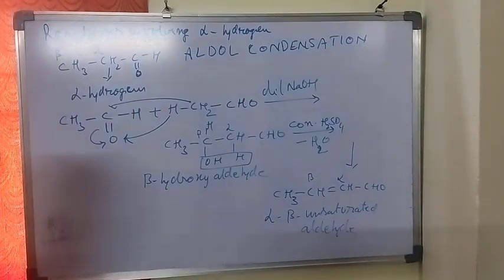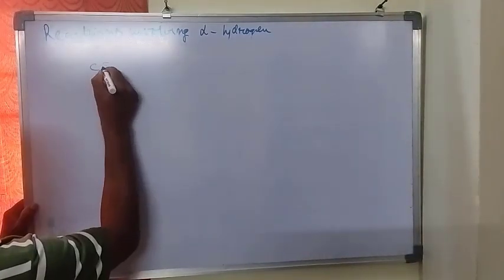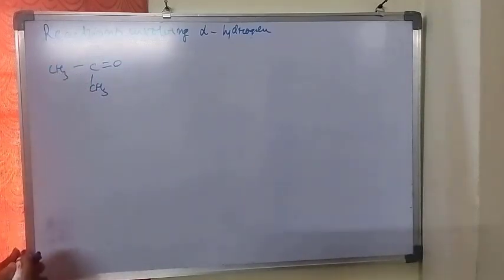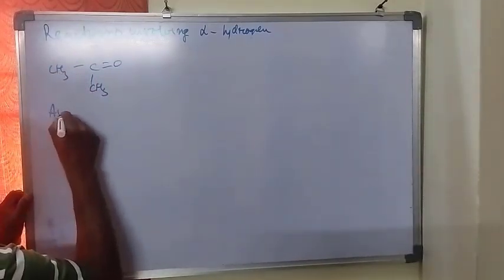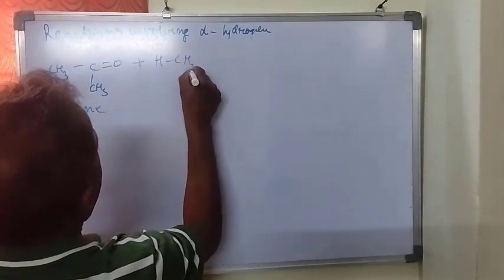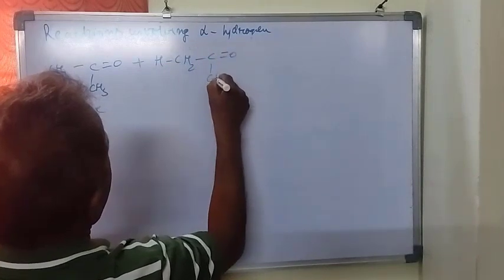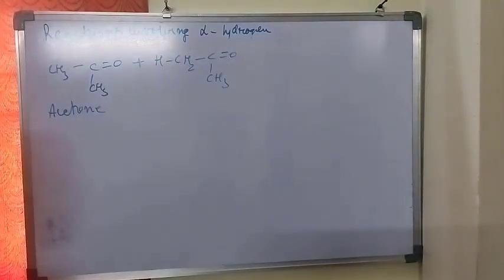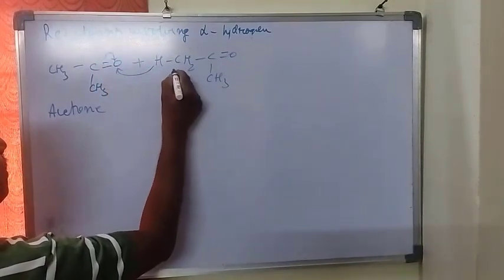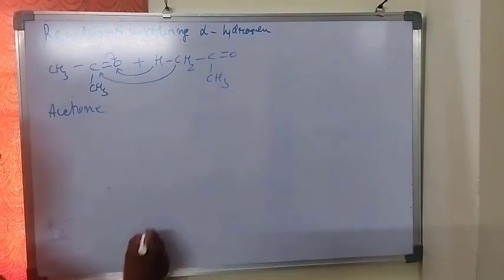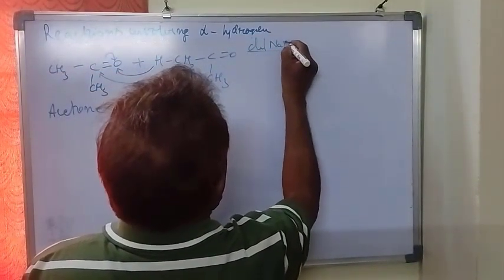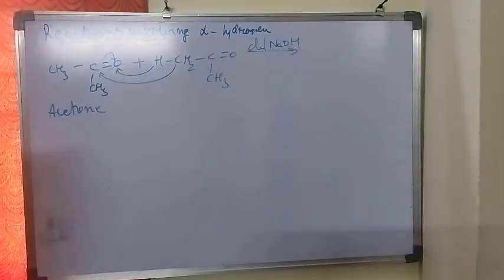Similarly, we can write it for ketone also. So this is C double bond O, CH3, CH3. This is acetone. Another acetone molecule, CH2, C double bond O, CH3. This is another acetone molecule. This is the alpha hydrogen. This bond shifts here. Therefore, this hydrogen attacks here, and this comes and attacks on this. This is in the presence of dilute alkali, that is NaOH.